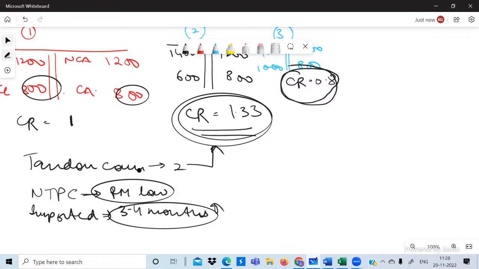So finally, it was decided that no, this 1.33 is no longer mandatory. Banks will not force and tell companies that no, you should have a current ratio of 1.33. But still, companies generally prefer a ratio which is more than 1 to be on a safer side.